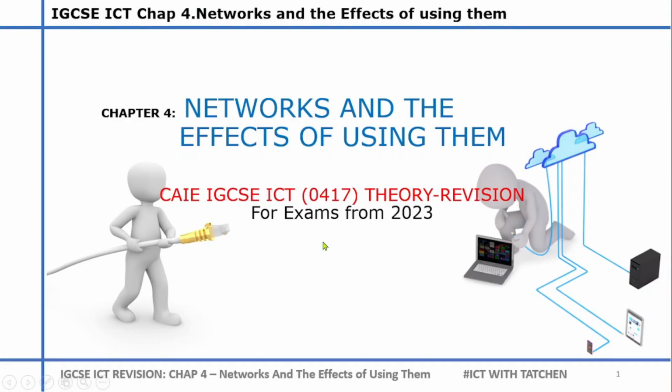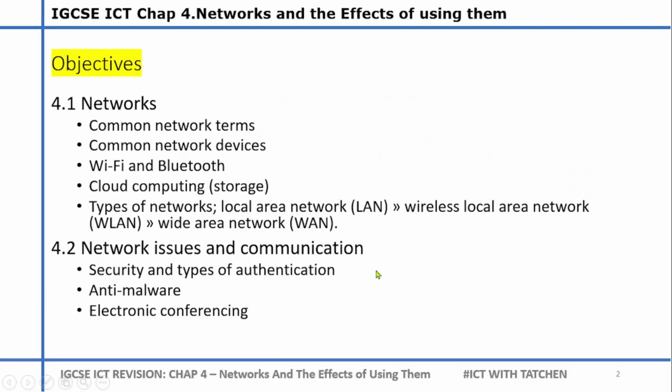So today we are looking at chapter 4 of the Cambridge IGCSE ICT. Chapter 4, that is networks and the effects of using them. So to get started, the main objectives for this tutorial, we'll briefly look at computer networks.